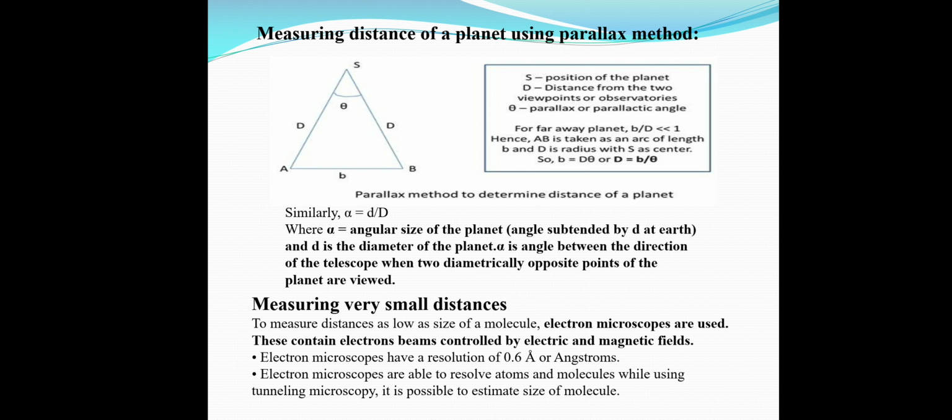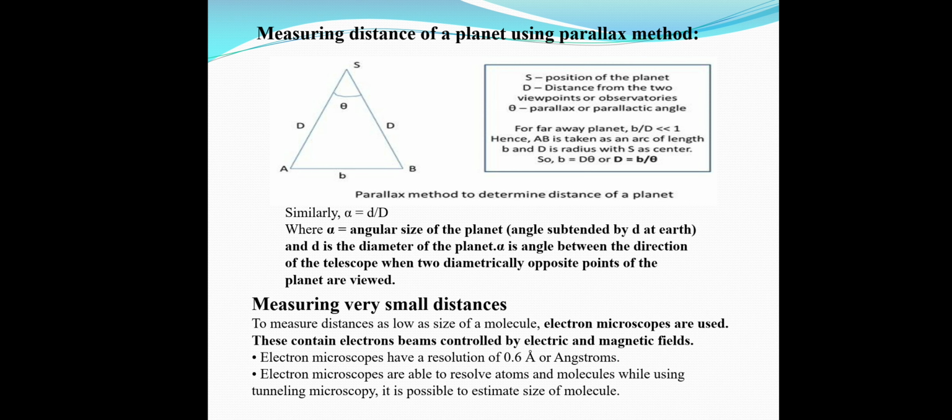Now measuring the distance of a planet using the parallax method. See here carefully. S is the position of the planet, D is the distance from the two viewpoints of the observation, and theta is the parallax angle. Similarly, alpha is d by D, where alpha is the angular size of the planet, the angle subtended by the planet at the earth, and d is the diameter of the planet, and alpha is the angle between the directions of a telescope when two diametrically opposite points of the planet are viewed.